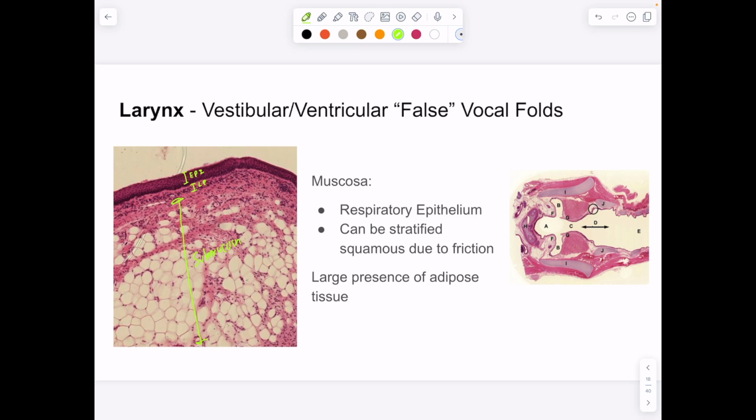I think we need a different stain. All right, then we have our false vocal cords, aka vestibular, aka ventricular. Why would you call it that? Remember, this is the vestibule. This is the ventricular cavity, vestibular cavity, ventricular cavity. Important to note, it is in fact, again, respiratory epithelium.